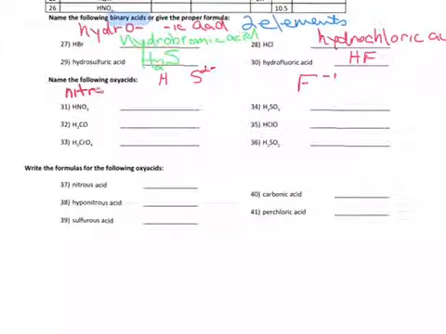And if you see it in there as it is, the only thing you need to do at that point is to drop the ate and add what? Ic. So this would be nitric acid. And I'm not going to write the acid just because it's too much. All we did was add the ic.